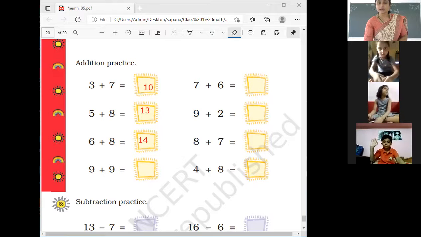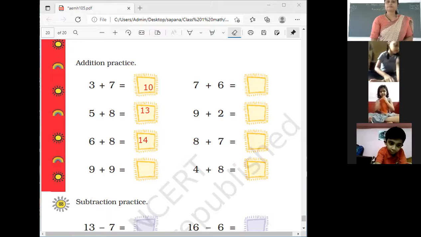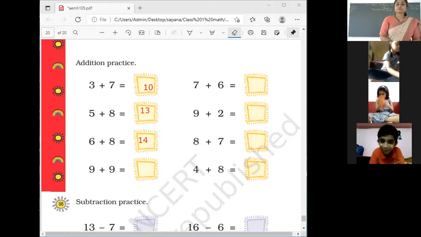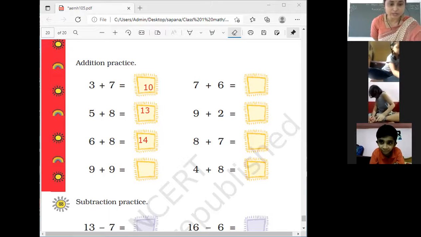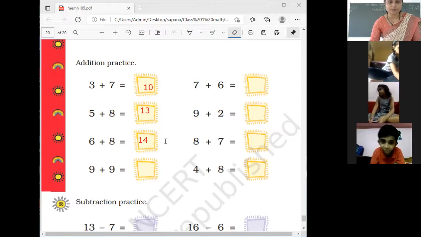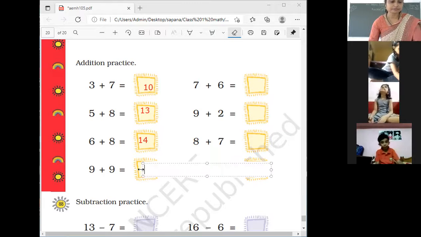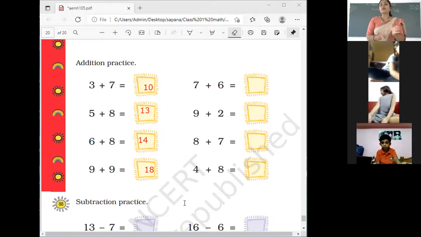Akshant, give me the answer. Ma'am, 18. Very good. 9 plus 9 is equal to 18. Very good, Akshant. So all of you check your answers.